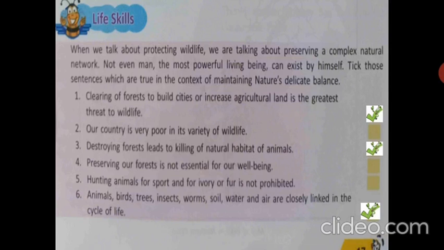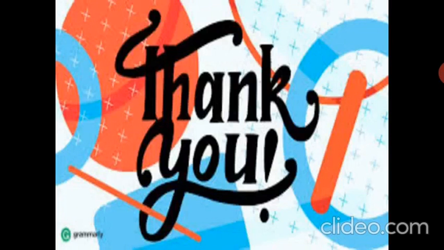Animals, birds, trees, insects, worms, soil, water, and air are closely linked in the cycle of life. This sentence is true in the context of maintaining nature's delicate balance, because all these things are closely linked with each other in the cycle of life. So the second, fourth, and fifth sentences are wrong. The first, third, and sixth sentences are correct. You can just mark the tick and wrong in this life skill activity.